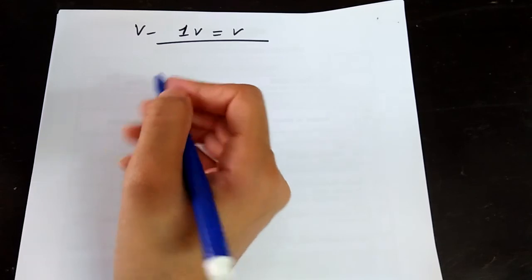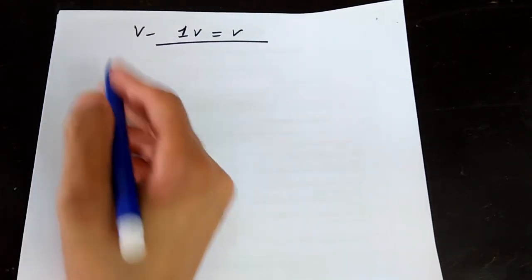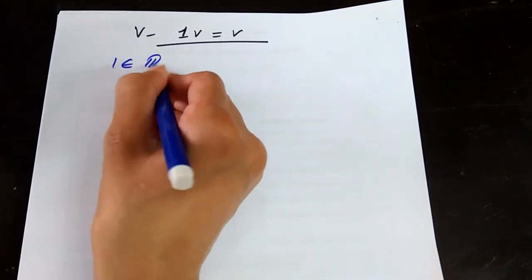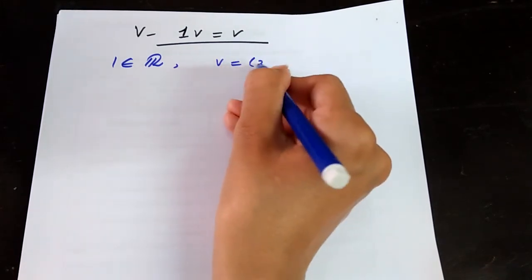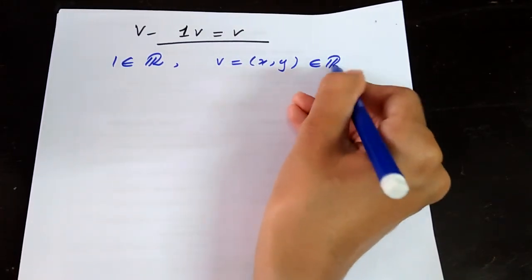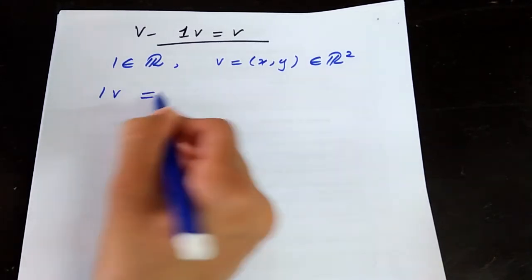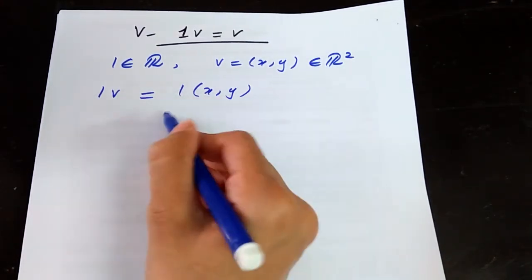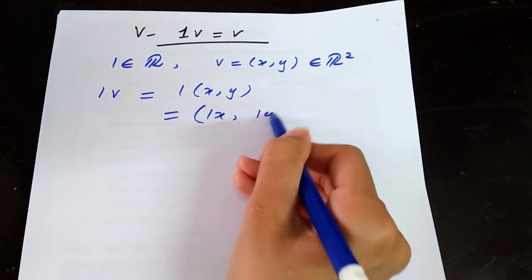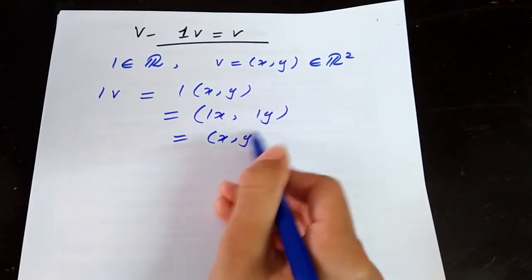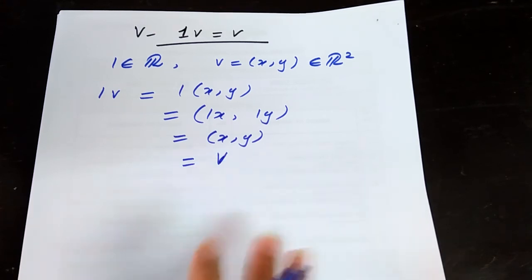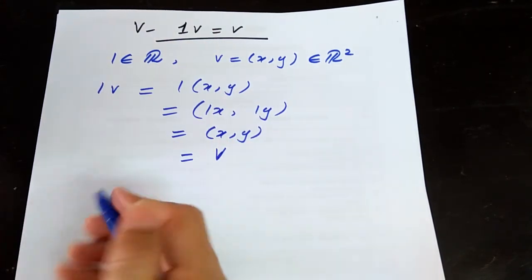Now the last property is you have to show the multiplicative identity: 1 times v equals v. 1 belongs to the set of real numbers and v is basically (x, y) belonging to R2. That is your given set. Now 1 times v will be equals to 1 times (x, y). That is (1 times x, 1 times y). That is (x, y). And that is equals to v. So again this fifth property is satisfied.